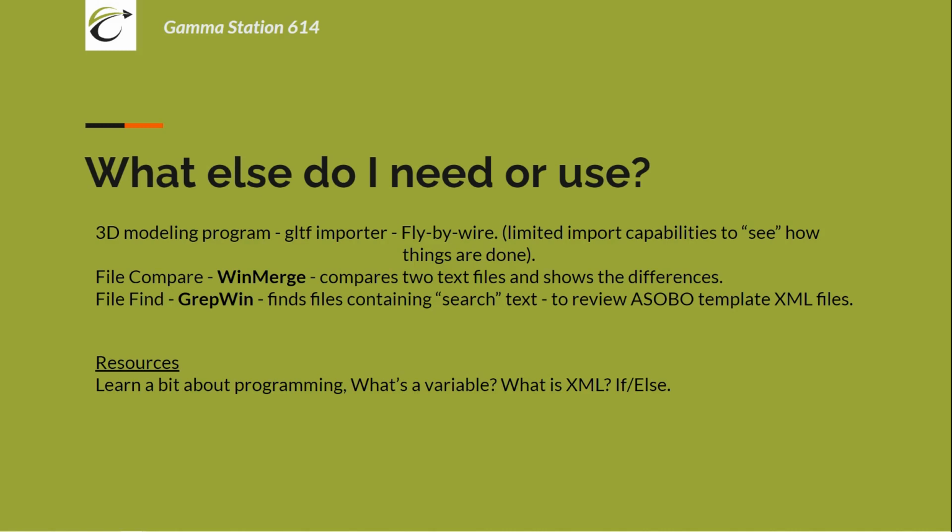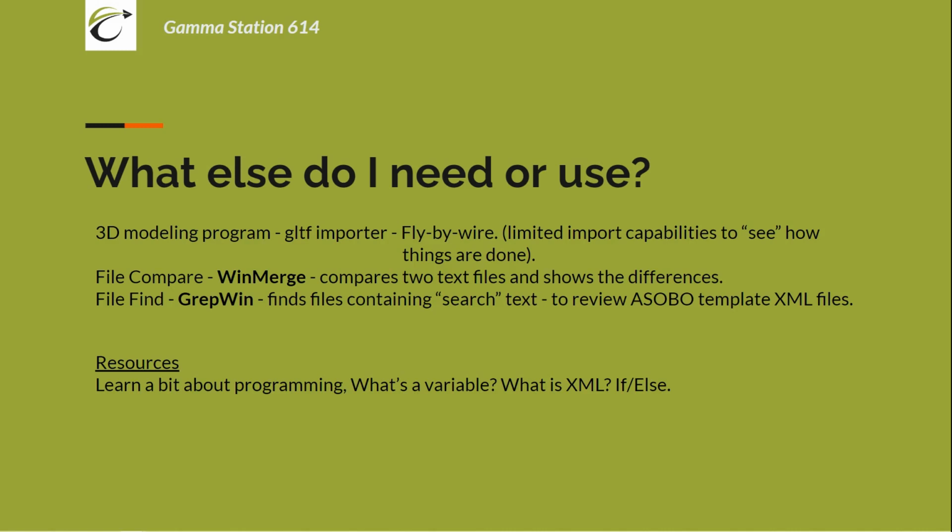File find is grepwin. It finds files containing some kind of search text. If you want to find things in the Asobo templates, you need some way of finding something based on a template name or whatever. And all of the times that it appears in a particular XML file, and then you can see how Asobo used it.